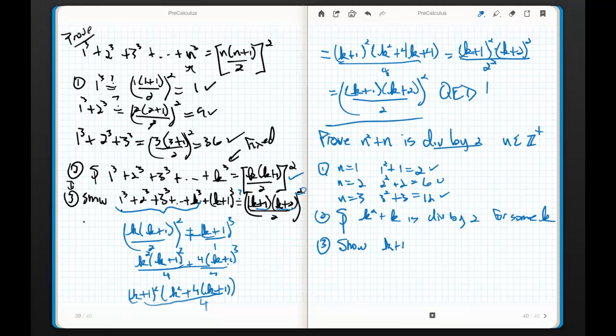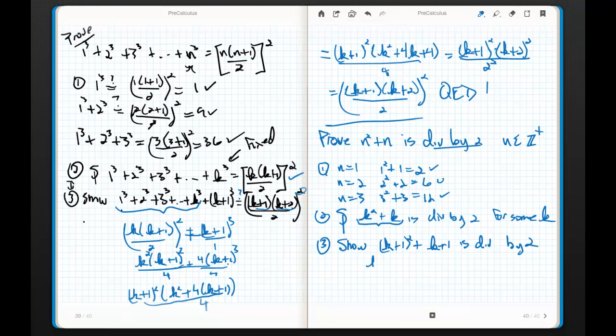K plus 1 squared plus k plus 1 is divisible by 2. Oops, I don't know where I got dived from. Is divisible by 2. Same basic principle. Watch. I'm just going to look for a k squared plus k. So I don't see a k squared plus k. I see a k plus 1 squared, and I see a k. That's not going to do me any good.